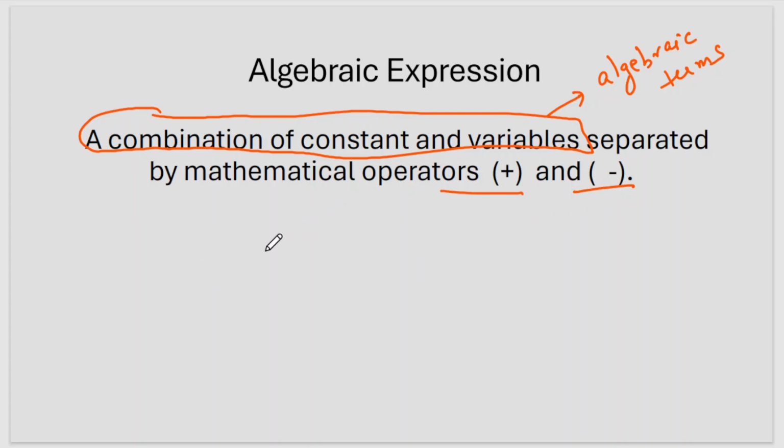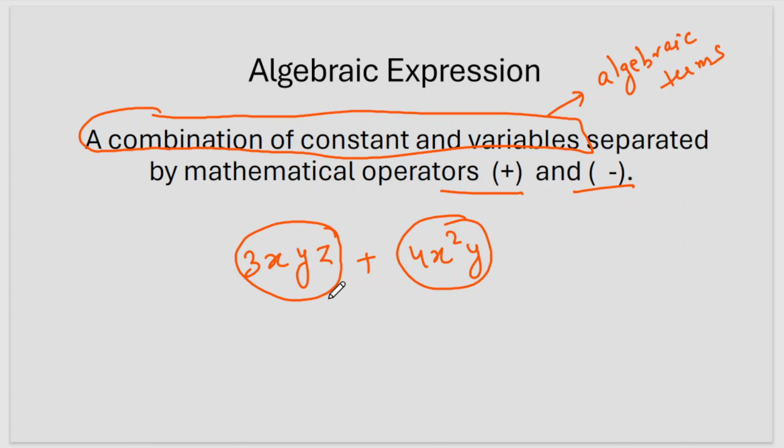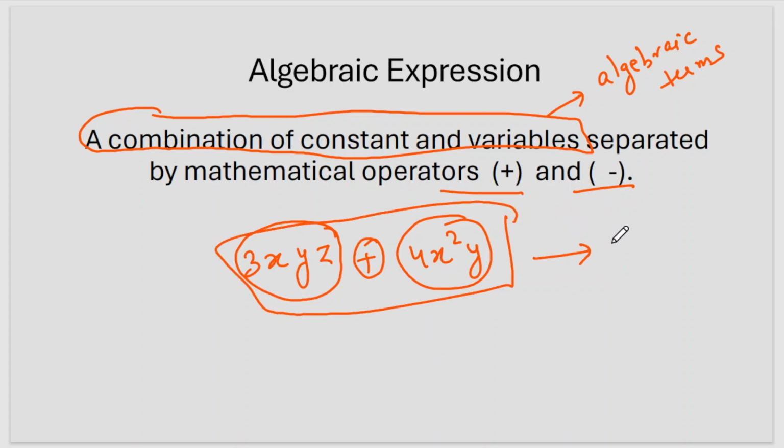Suppose I ask you to write any algebraic terms, what you are going to write? You write 4x squared y. Now you can see we have two terms here, 1 and 2, and they are separated by the operator plus. So this whole is called the algebraic expression.